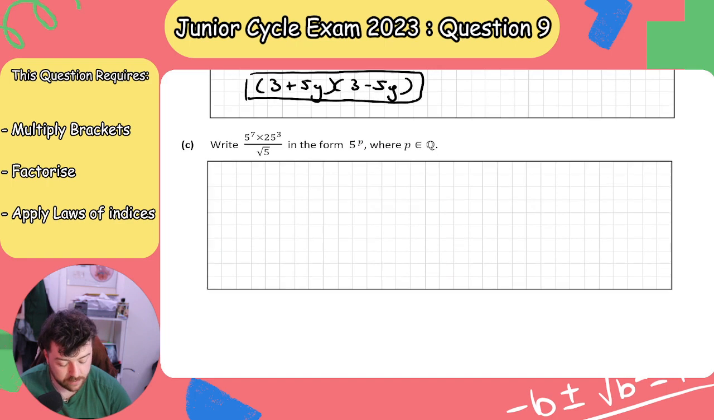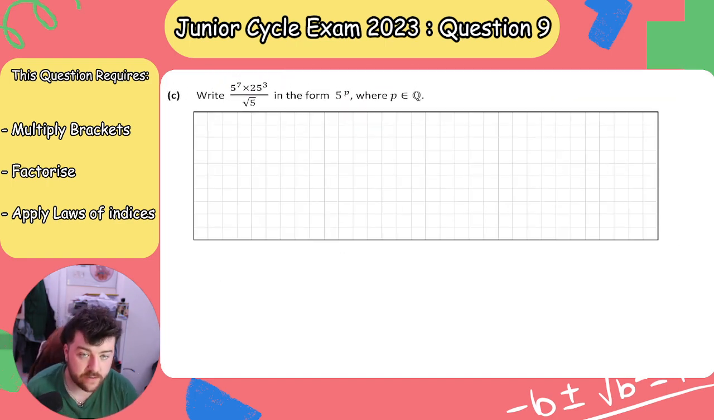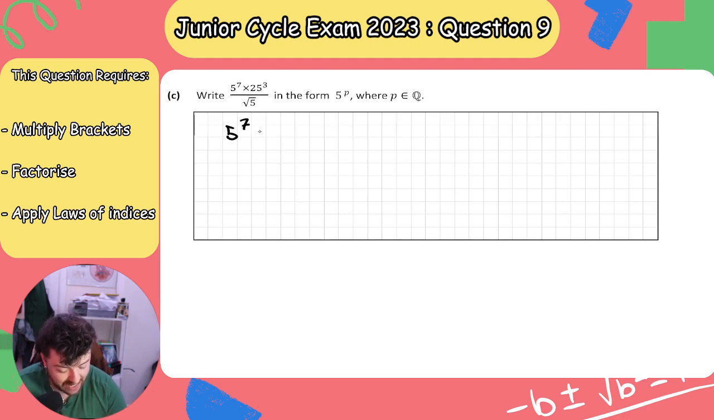Finally, the last one, probably the trickier one. Write 5 to the power of 7 times 25 to the power of 3 all over root 5 in the form 5 to the power of p. So we want to get this all as a power of 5. So 5 to the 7, that already has a base 5. That's perfect. So I can leave 5 to the 7 as it is.